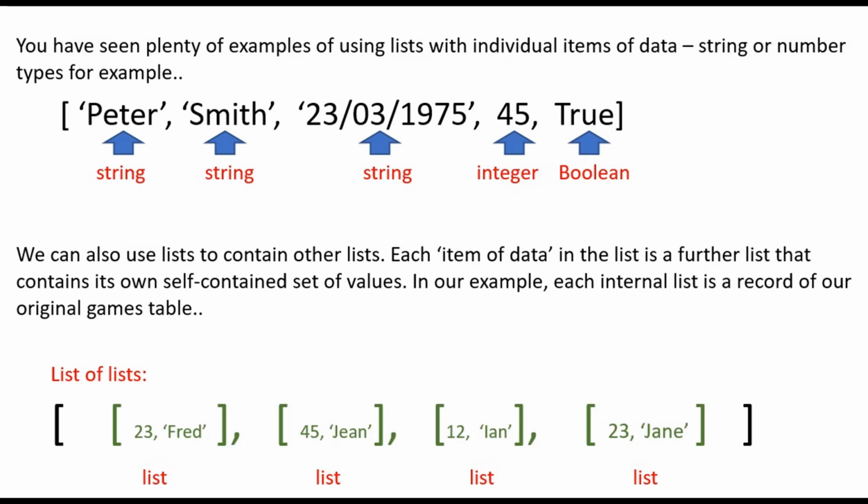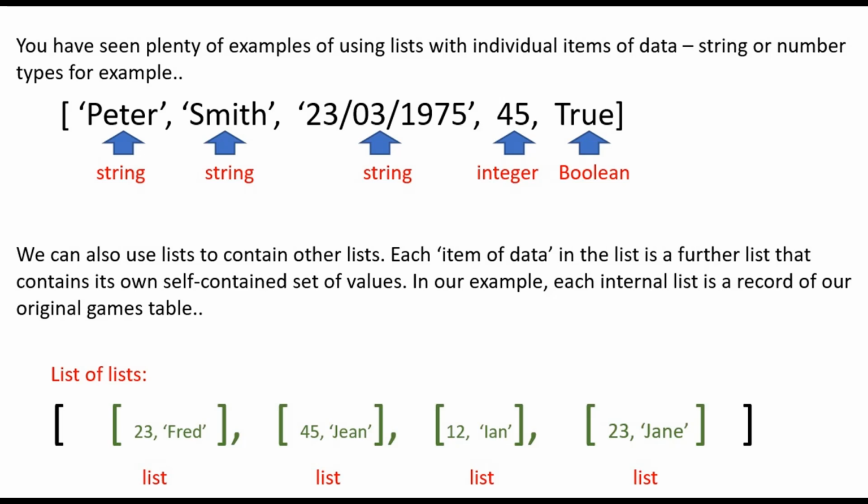But what we're actually doing here is we're taking a set of lists and putting those together into a parent list. So we have a list which comprises individual lists, rather than individual items of data like strings or numbers. So just have a quick look at the slide, guys, just to make sure that you are comfortable with the way that we are creating a list of lists here.